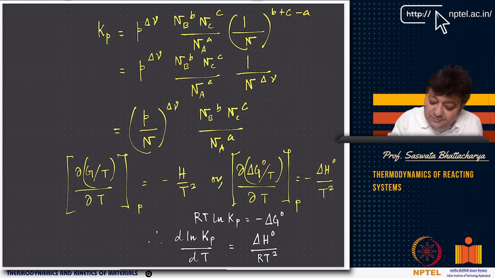So you can group them together, you have P by n to the power delta nu, and you have n_B to the power b, n_C to the power c, n_A to the power a, where n_A, n_B and n_C are the mole numbers of A, B and C.